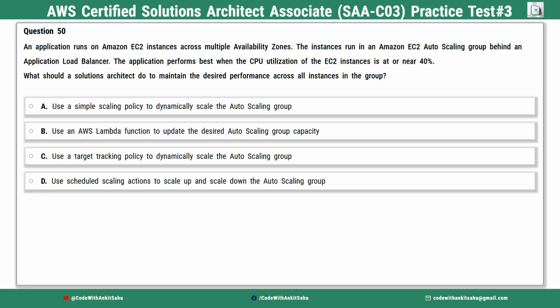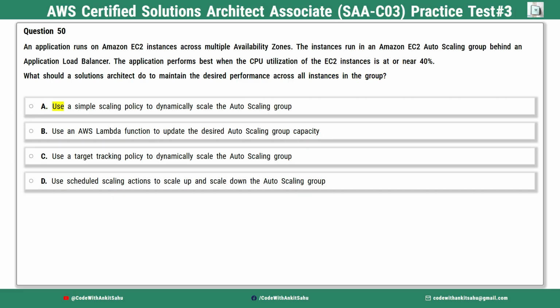Question 50. An application runs on Amazon EC2 instances across multiple availability zones. The instances run in an Amazon EC2 Auto Scaling group behind an Application Load Balancer. The application performs best when the CPU utilization of the EC2 instances is at or near 40%. What should a solutions architect do to maintain the desired performance across all instances in the group?